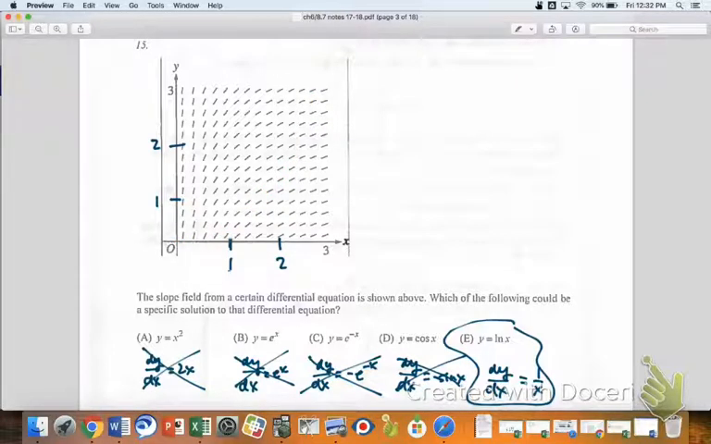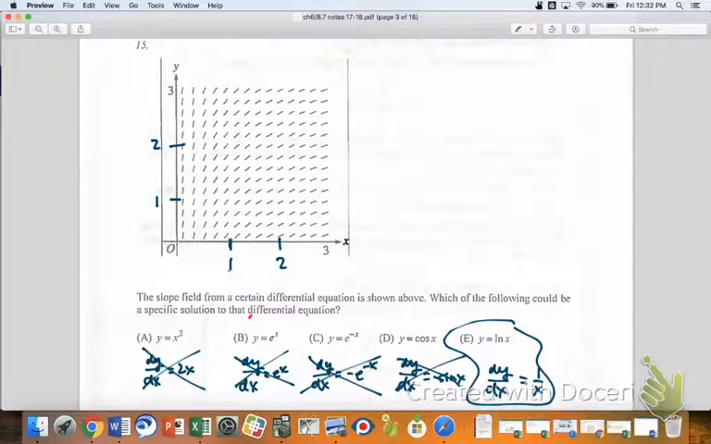e to the x. Looks pretty similar. It's an increasing exponential. Does that look like the slope fields? Nope, it's going the wrong way, so that's not it. e to the negative x has negative slopes the whole time. That's not it.